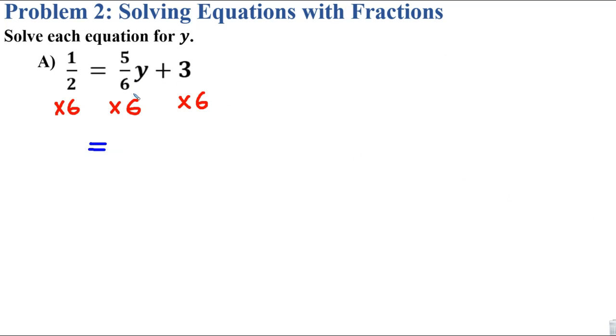Well, we just said when I multiply by 6 and divide by 6, those two cancel. So this first term on the right side of the equation is just going to turn into a 5y. I'm no longer dividing by 6. We cancel that out. Okay, plus 3 times 6 would be 18. And on the left side, we have a 1/2 times 6. We can think of that as 6 divided by 2, which would just be a 3.